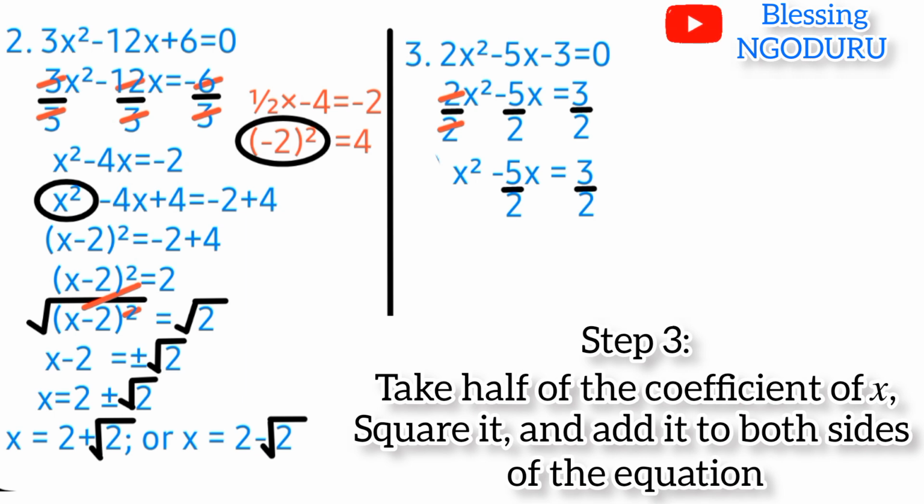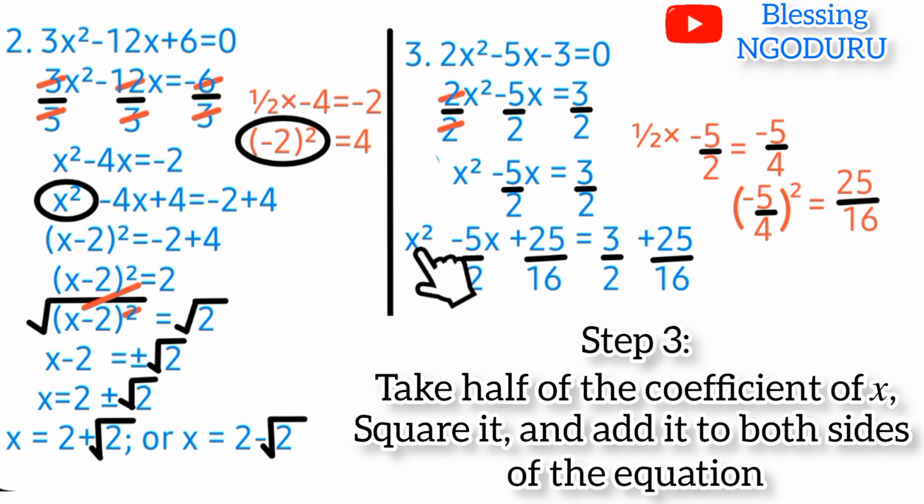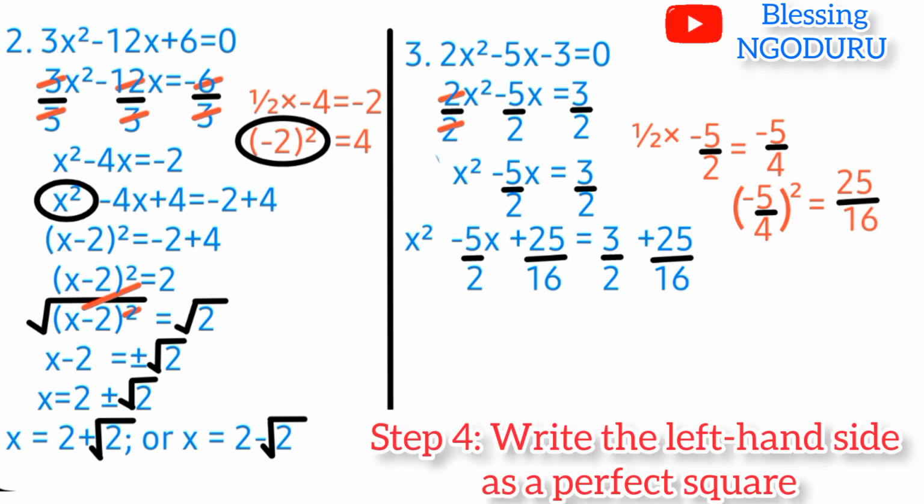Now let's take half of the coefficient of x. The coefficient of x is minus 5 over 2, and half of minus 5 over 2 gives minus 5 over 4. And then square it. So when you square minus 5 over 4, it gives 25 over 16. Then add this to both sides of the equation. So we have x squared minus 5 over 2x plus 25 over 16 equals 3 over 2 plus 25 over 16. Now let's write the left hand side of the equation as a perfect square trinomial.